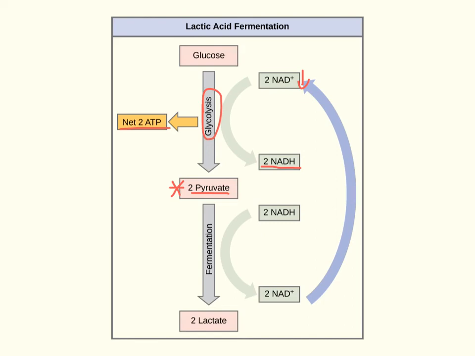So, NADH is used to convert pyruvate into lactate. This recycles NAD to keep glycolysis running until more oxygen becomes available. Eventually, oxygen becomes available again and pyruvate is directed back into the aerobic respiration steps.